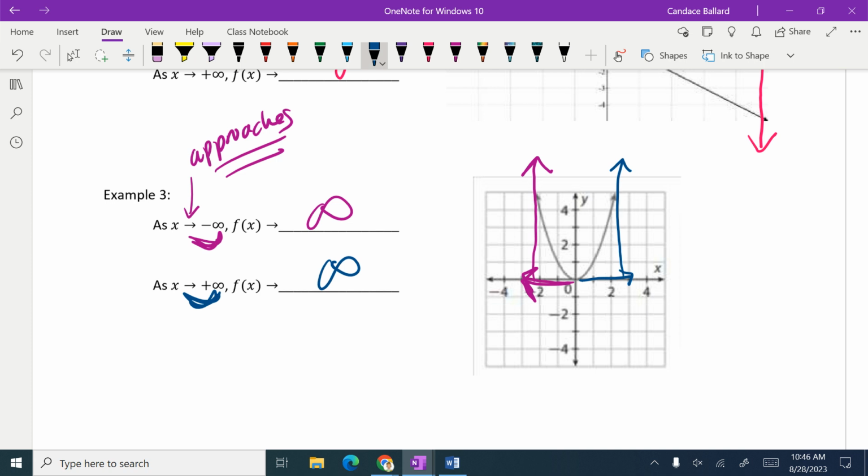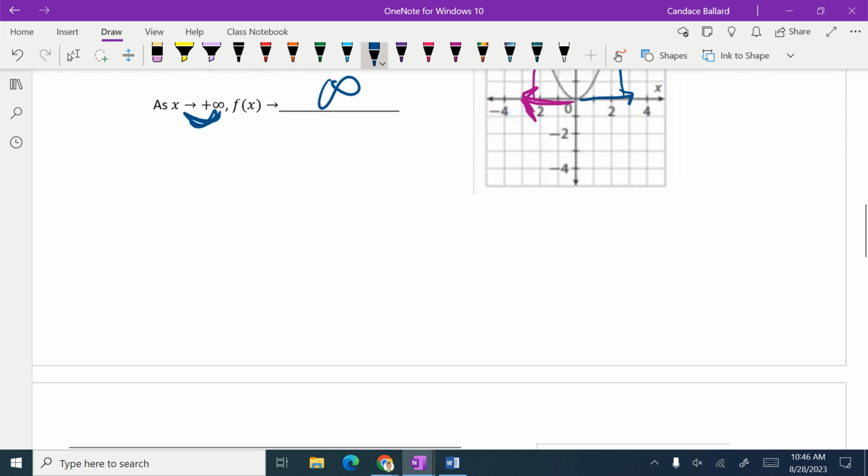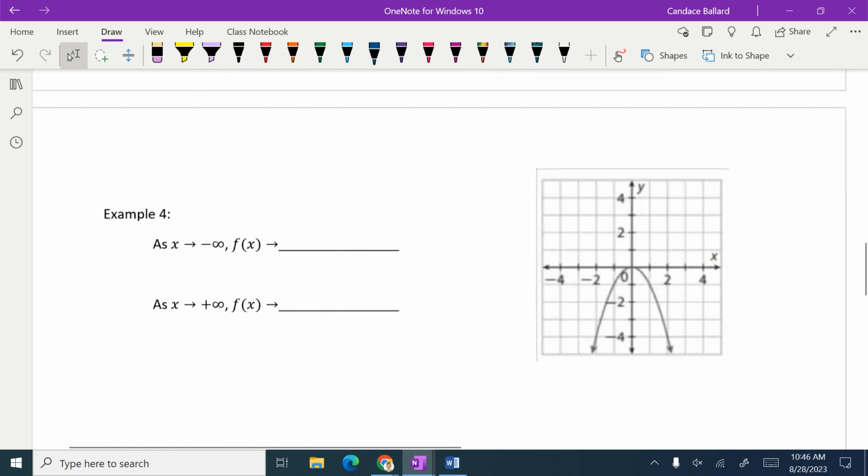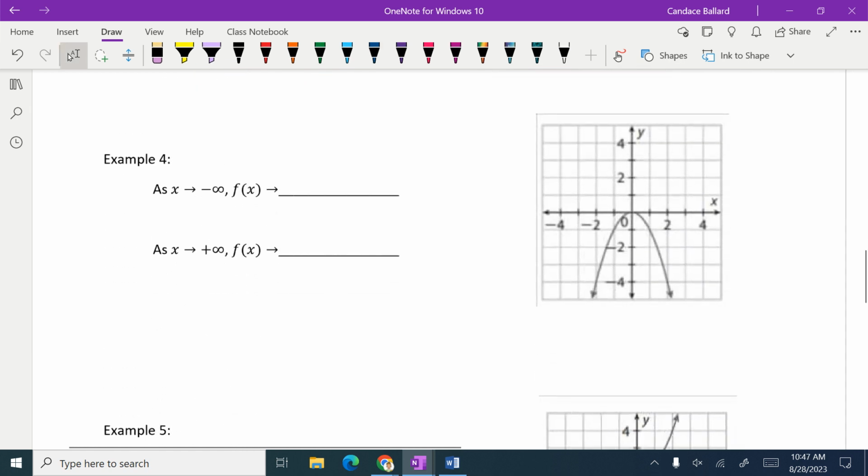Okay, I want you to try one on your own. I want you to attempt example 4. So everybody try example 4. Okay, take 10 seconds, check it with your table partner.